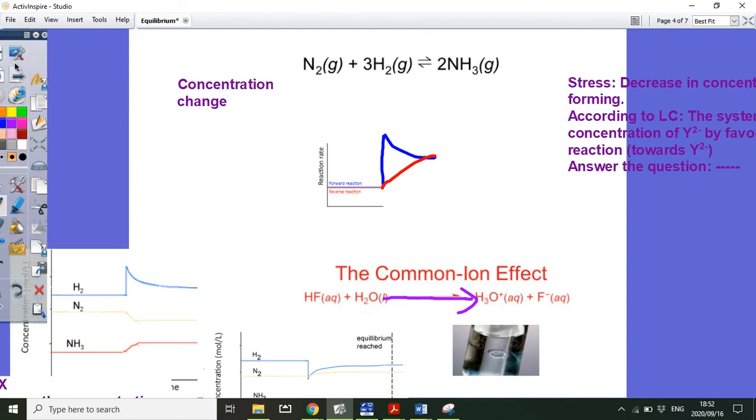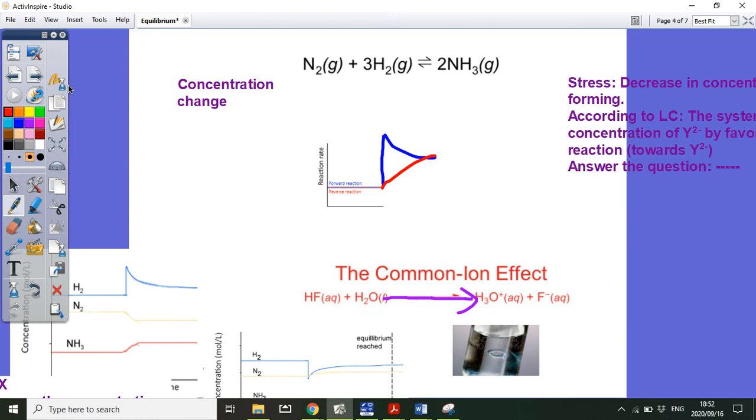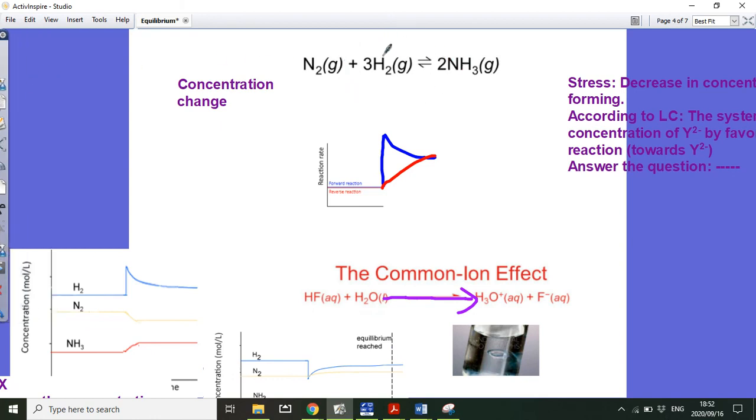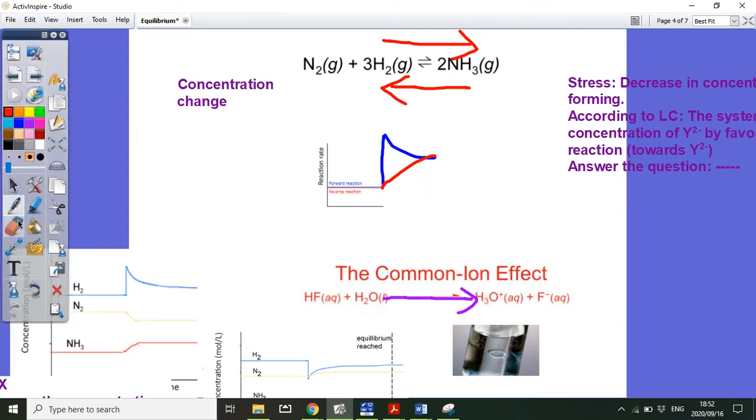Be careful for that. Now, for a catalyst, remember, if I add a catalyst, it favors the whole reaction. It speeds up the rate of the whole reaction. So it speeds up the rate of the forward reaction as well as the reverse reaction. So what's going to happen for the rate graph? Yes, both of those reactions are faster, but equally faster.